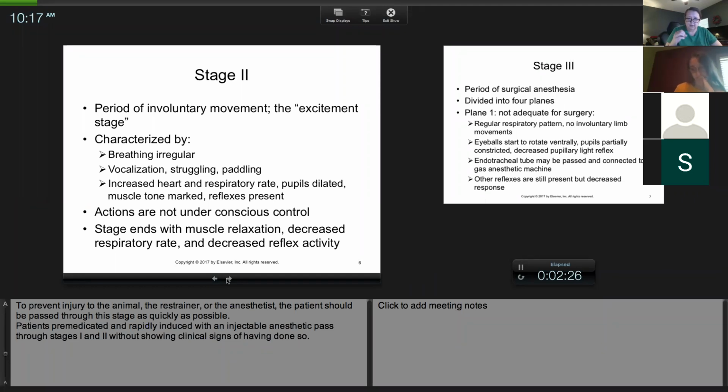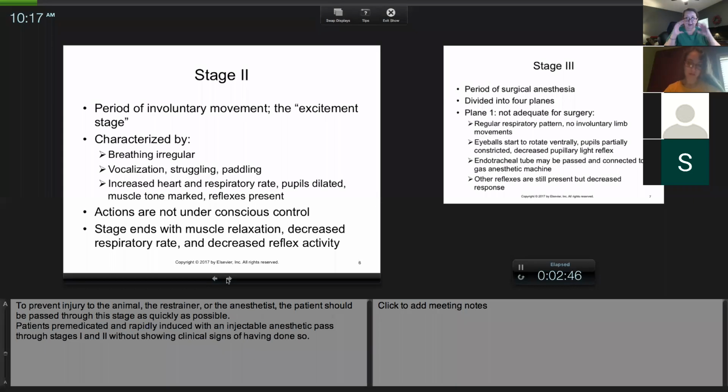If you have a good induction, you're going to go through this stage and you may not even see it. If I have a good induction, I go from sedated to completely asleep without a problem. But I've seen people give propofol too slow or not enough, and then you get this paddling.